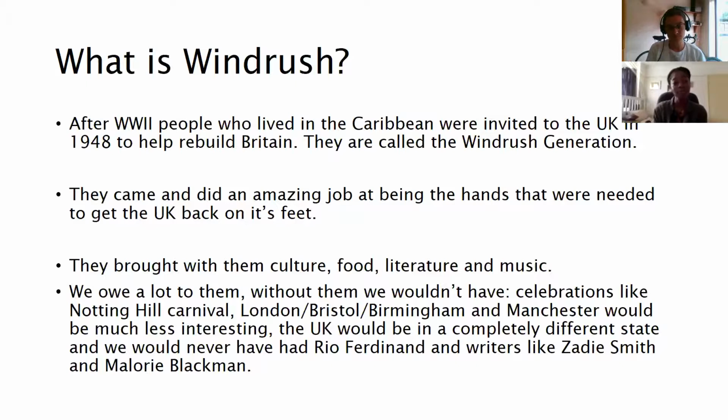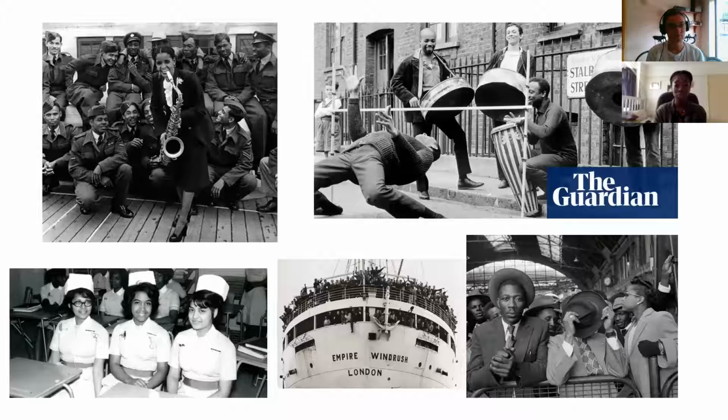As we're visual people, I wanted to show you some images of what the Windrush generation looks like. They came on a huge ship called the Empire Windrush, which is how they got their name. They came as musicians, nurses, doctors, craftspeople and teachers, and they physically helped get the UK back to the position that it needed to be after the Second World War.